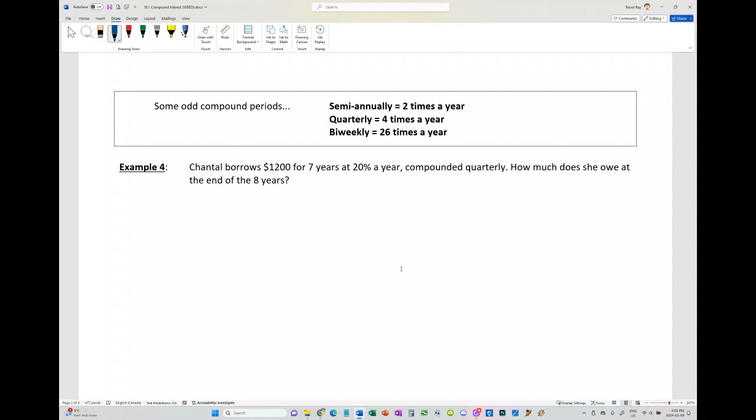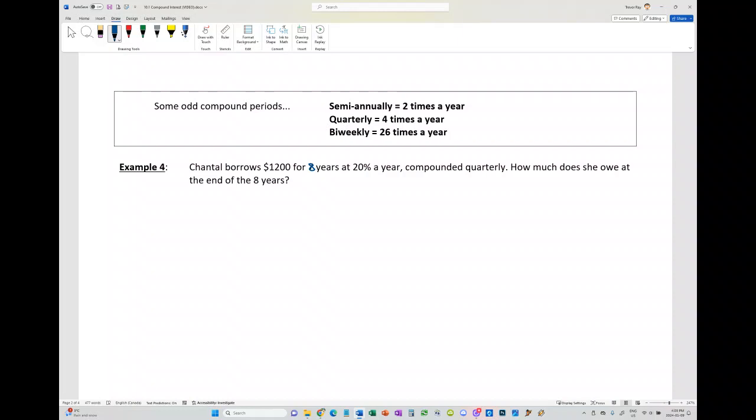Okay, for example 4, Chantel borrows $1,200 for 7 years at 20% a year, compounded quarterly. How much does she owe at the end of that, it should say 7 years. Let's do 7 years for that one. Can't stand inconsistent questions. Actually, you know what? I think I lied on that one. Let's actually do it for 8 years. We'll change the first number to an 8. I think it works out nicer. Anyway, Chantel borrows $1,200 for 8 years, 20% a year, compounded quarterly. How much does she owe at the end of the 8 years?